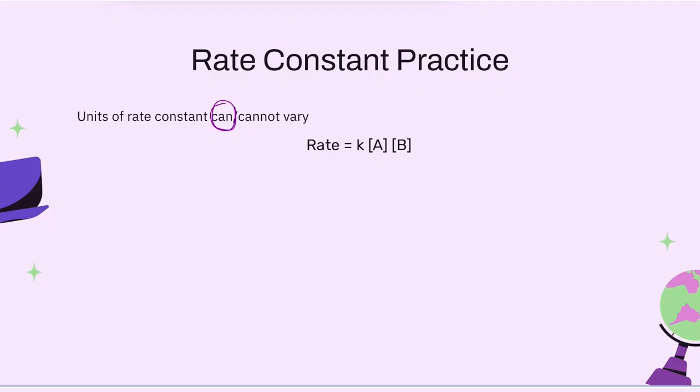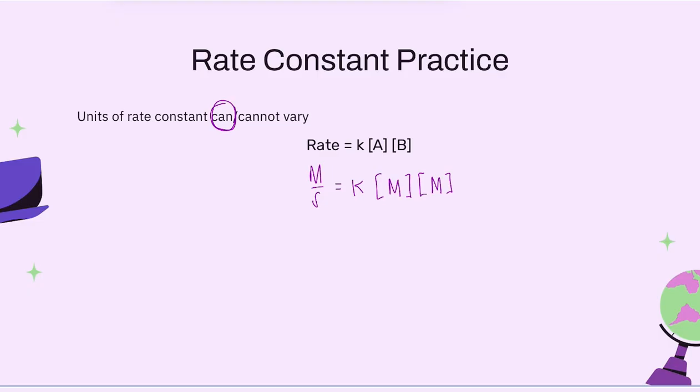So for example, let's say that our rate is equal to molarity per second because it's a change in concentration over time, right? So then our rate is going to be equal to K times, we know our reactant concentrations unit is molarity, and the same thing for our B. So then, solving for my K units, I'm just going to use regular math.